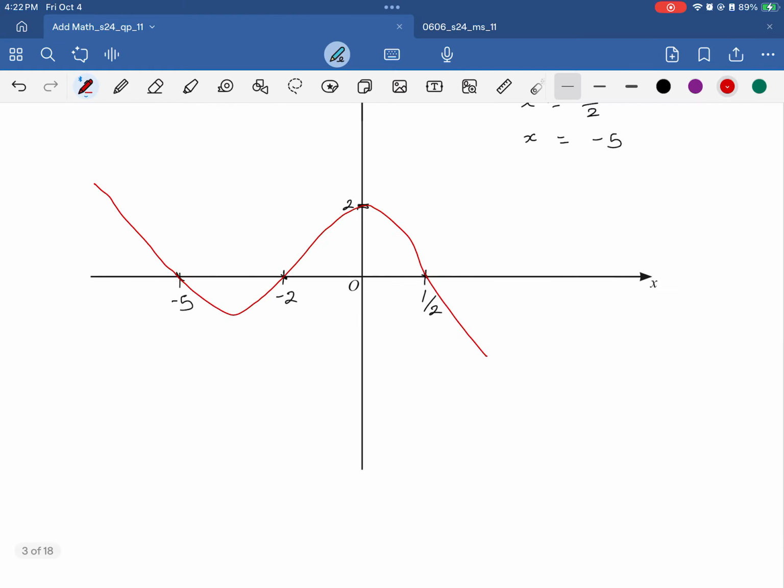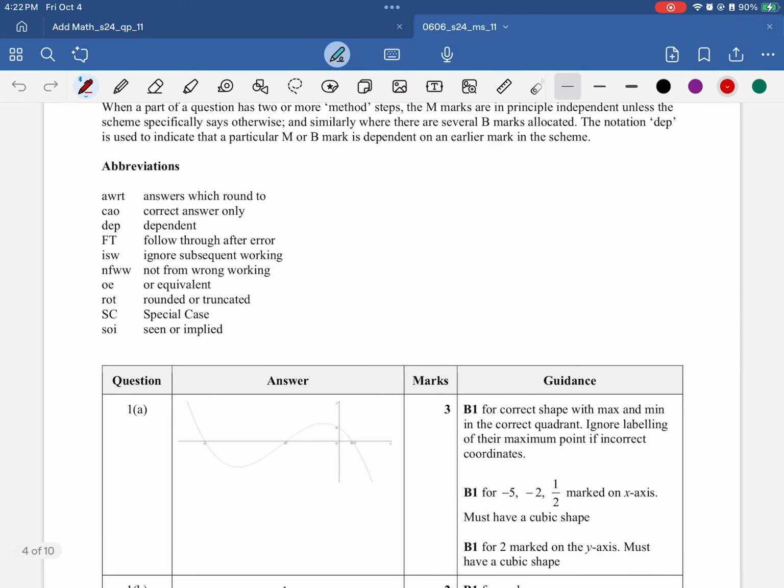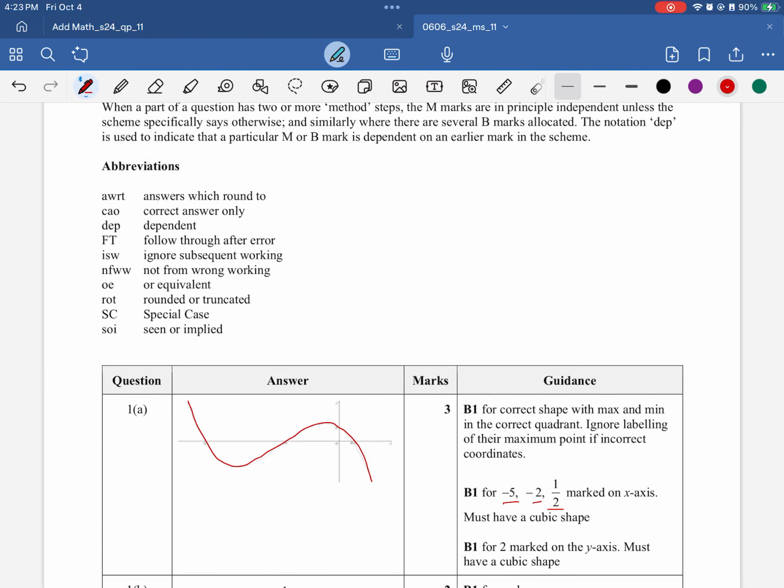We can actually go to the mark scheme to see if we got it right. Whoops, you're not supposed to see that. Okay. So this goes down, it goes up, it goes down again. So you have your x points, minus 5, minus 2, 1/2, and it has a cubic shape. Your drawing might be more accurate than mine, but it's a sketch, so they're not looking for you to draw it like a graphing calculator would. And then a point for marking y equals 2 on the y-axis. We got that as well.